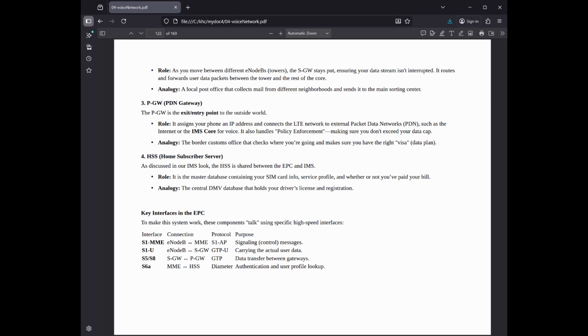Key interfaces in the EPC. To make the system work, these components talk using specific high-speed interfaces. Interface, connection, protocol, purpose: S1-MME, eNodeB to MME, S1-AP, signaling and control messages. S1-U, eNodeB to SGW, GTP-U, carrying the actual user data. S5/S8, SGW to PGW, GTP, data transfer between gateways. S6a, MME to HSS, Diameter, authentication and user profile lookup.